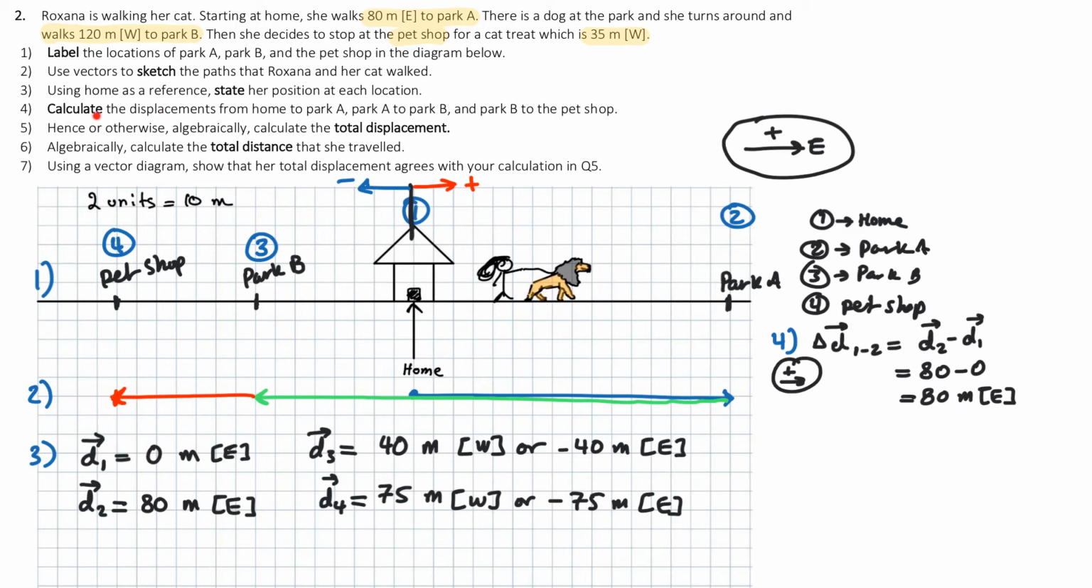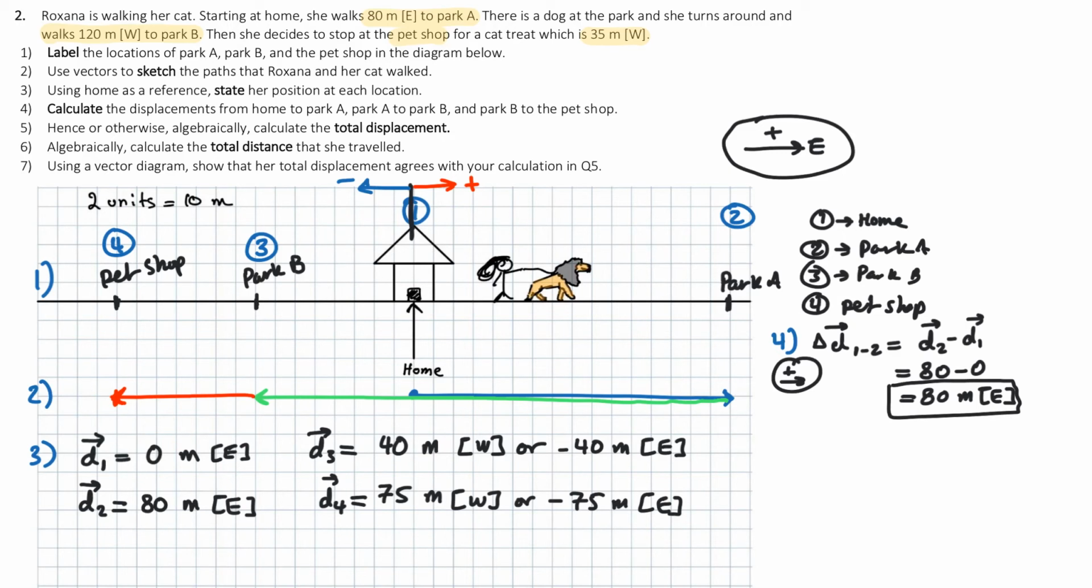In this question, it says calculate the displacement. So the keyword calculate means I have to show some work. You can show this in different ways, but this would be one way of showing it. So that's displacement 1 to 2. That's my first answer. I will box my answer here, or you can highlight it.